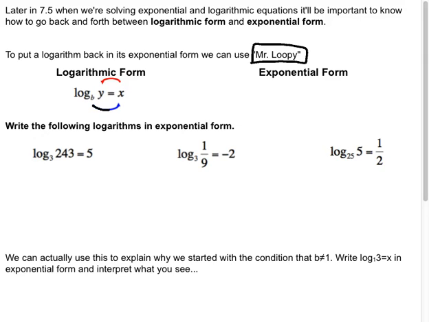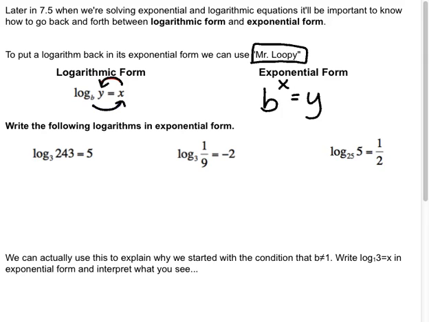So b to the x power. B to the x equals, then you loop back to the y. Again, it should make sense to you because the logarithm talks about what power b needs to become y. Well, that power that it needs is that x. So ultimately, this does make sense. This is how you go backwards, okay? But you do want to make sure you understand how to go fluidly between these two forms.